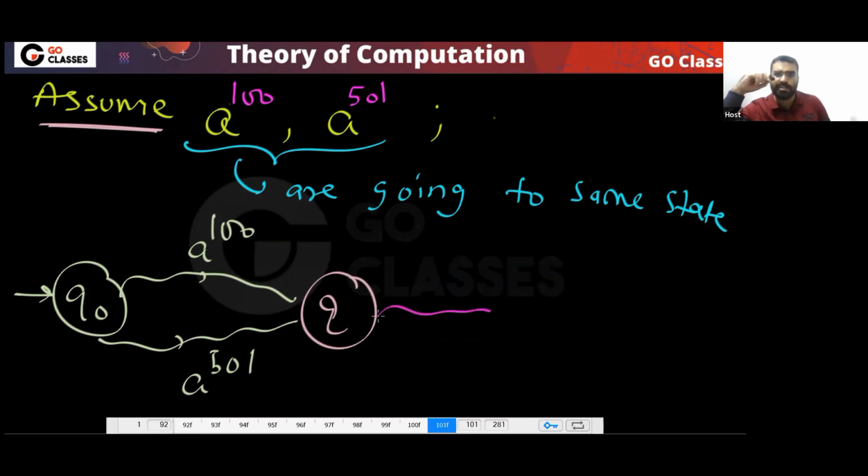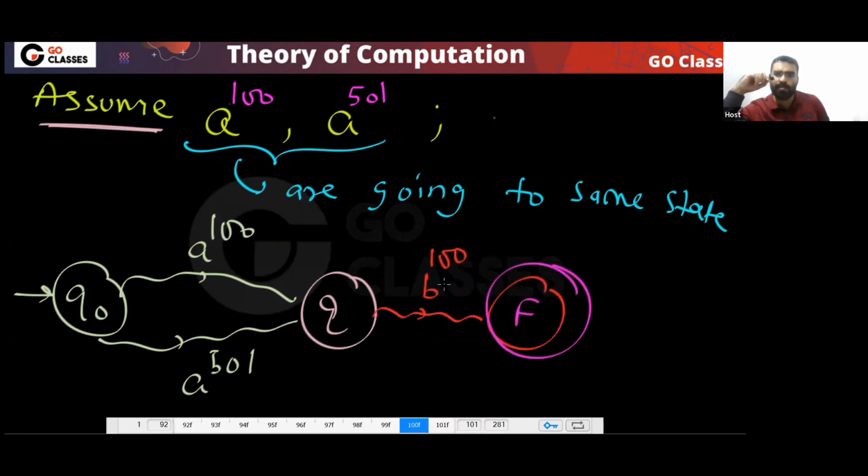If you say final state, there is a problem. And if you say non-final state, there is a problem. If you say final state, what is the problem? Just tell me the problem.